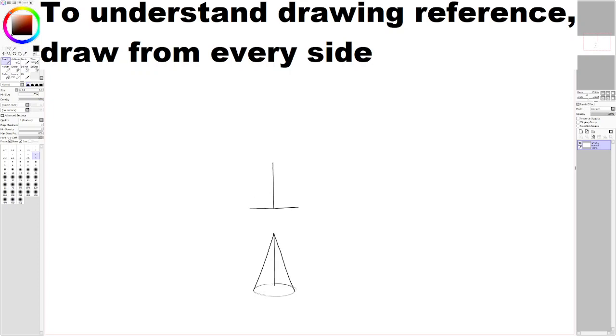So that's the important thing to really keep in the back of your head. And there's a lot of different ways to view a cone. Let's say we were viewing it straight on, right?